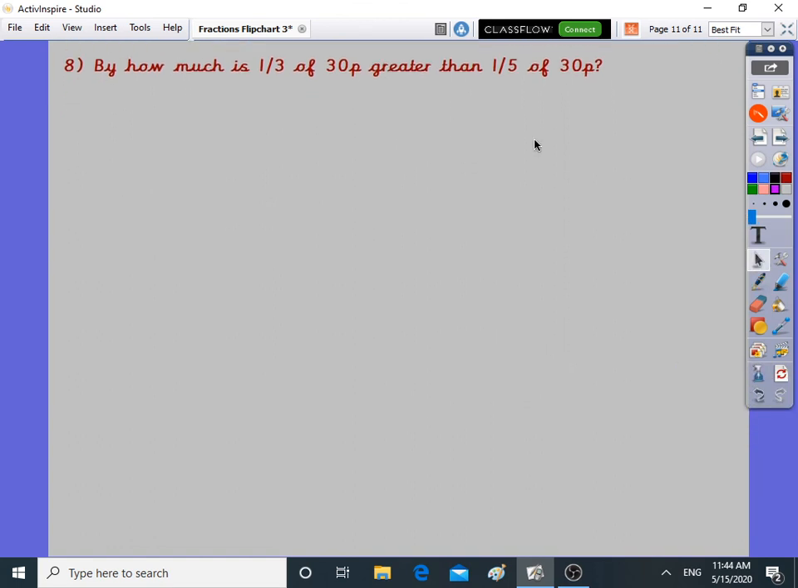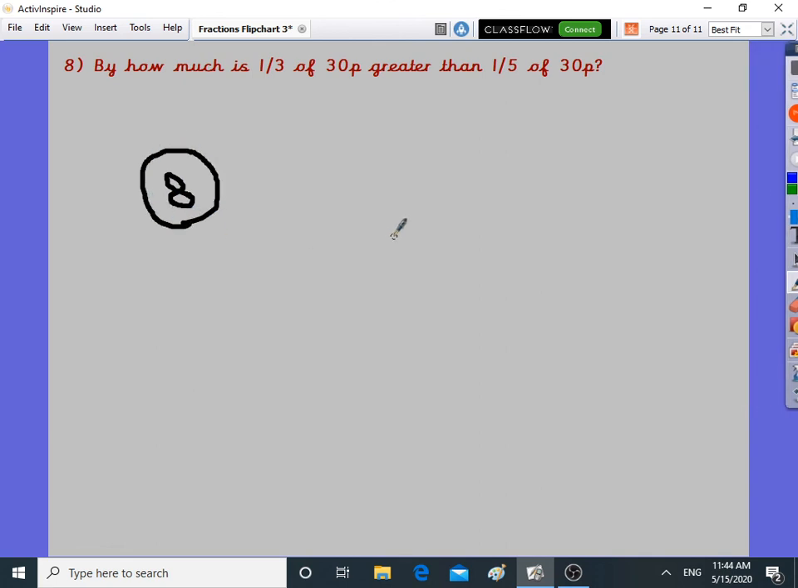And finally, question 8. It's been a long lesson today if you've done everything. How much is 1/3 of 30, or by how much is 1/3 of 30 greater than 1/5 of 30? This is a 2-part question. We've got 1/3 of 30, we've got 1/5 of 30. Nice way to end, because it's a bit more practice of fractions of a quantity.